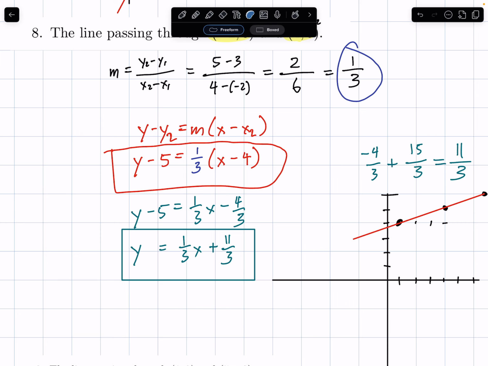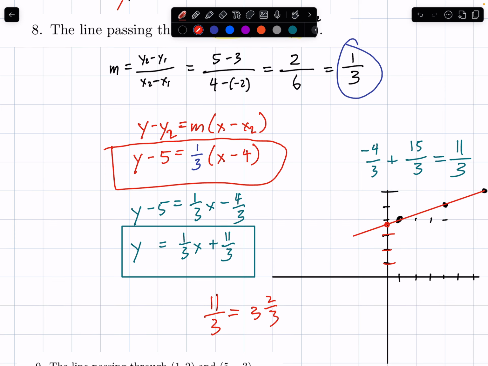Something like that, yeah. And then, if I look at this thing, does that match what my slope-intercept form said? 11/3 is supposed to be the intercept, right? What's 11/3 equal to? That's 3 and 2/3, right? So let's see, 1, 2, 3, and 2/3. Yeah, that looks right. Sweet.